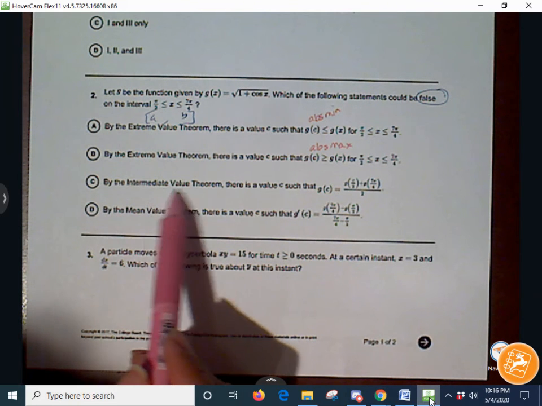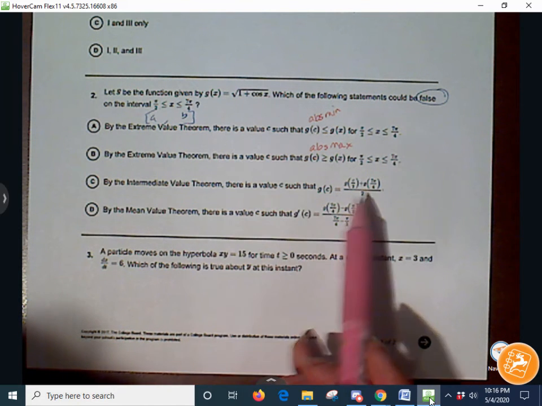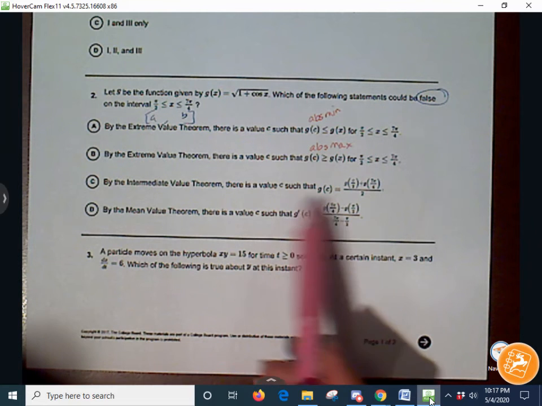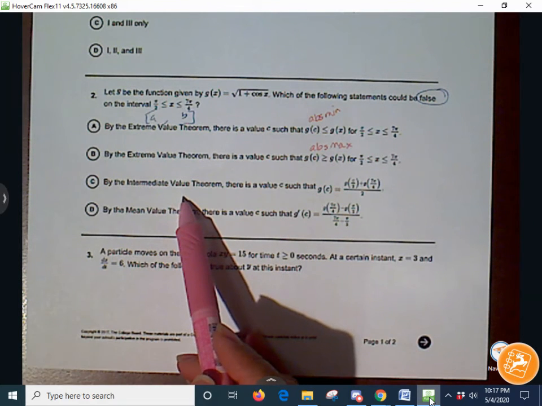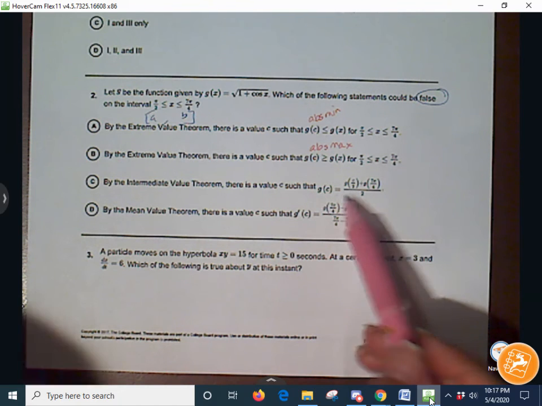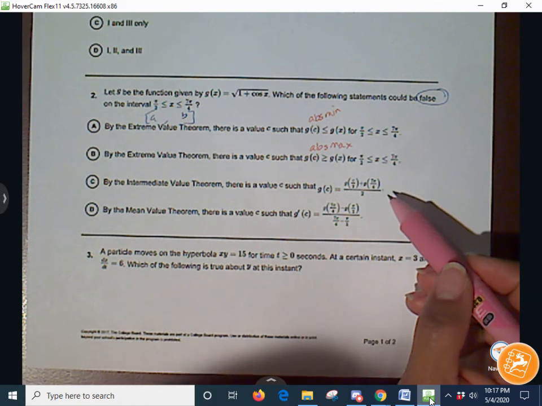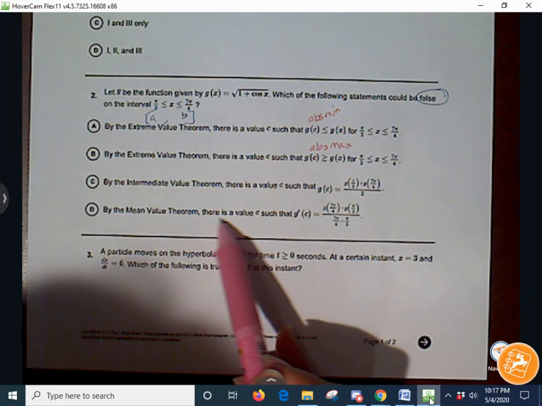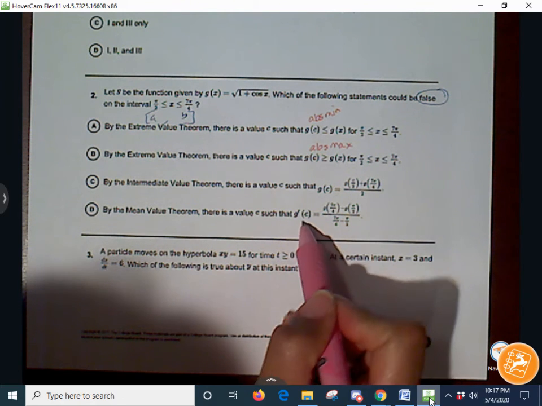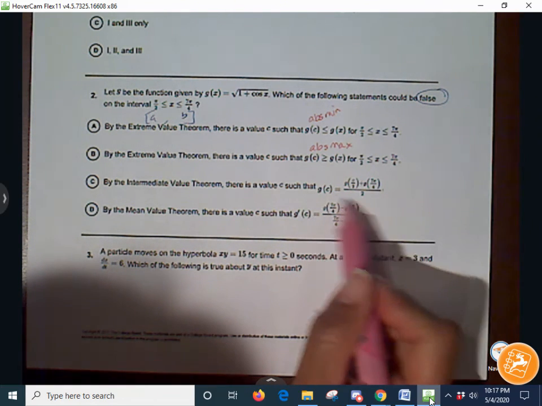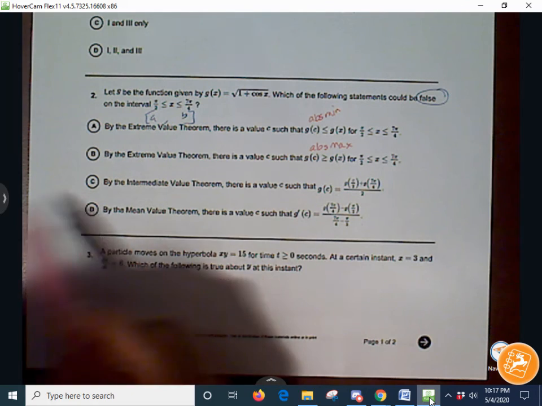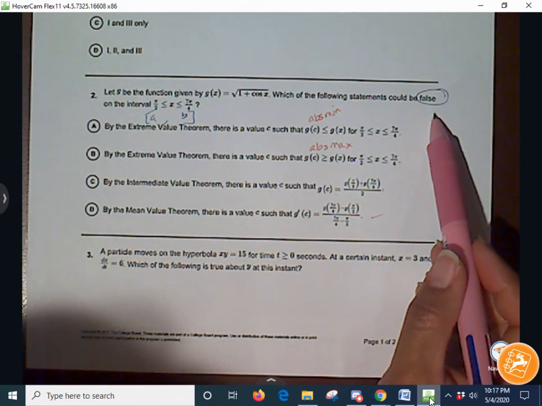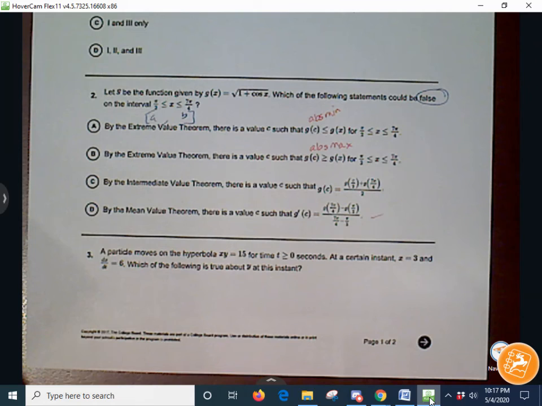By the intermediate value theorem, there is a value c such that, okay, this makes no sense to me because when we talk about the intermediate value theorem, we're talking about g of c equaling some y value. And by the mean value theorem, there's a value c such that the derivative is equal to the slope of the tangent. And we know that that would be. So which could be false? That would be this one right here.